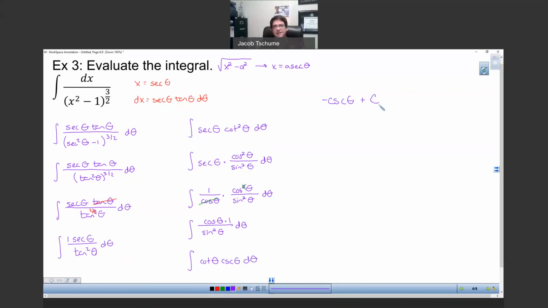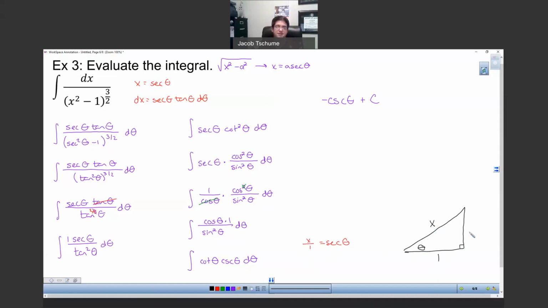But we need to get this back into terms of x for our final answer. So earlier from your original trig sub, we know that x equals secant of theta. So I'm going to rewrite that down here at the bottom while I draw my triangle that I need. I could rewrite this as x over 1 equals secant theta. And we should know that the definition of secant on a right triangle is your hypotenuse over your adjacent. So the hypotenuse is going to be x, the adjacent is going to be 1.